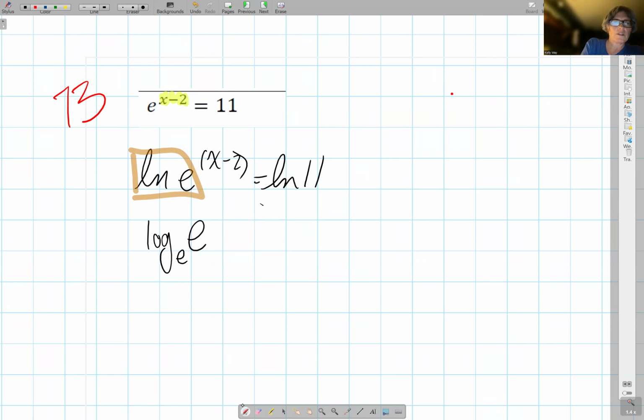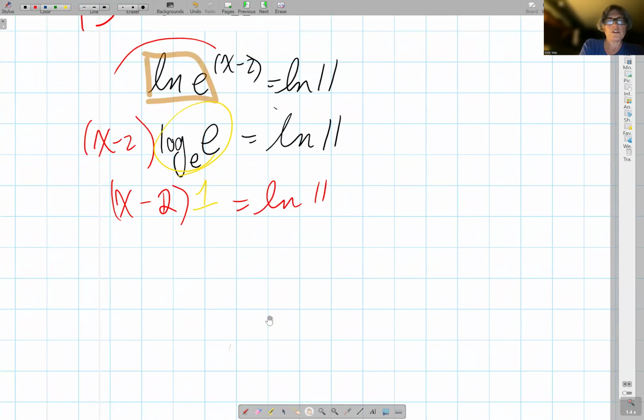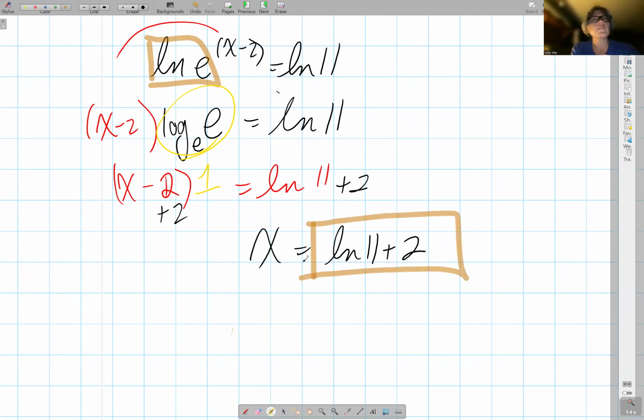Actually, that's going to come on the other side now, right? Goes this way: (x minus 2) equals ln 11. And we know the log base e of e is a big fat 1. So (x minus 2) times 1 equals ln 11. You don't need to distribute the 1. I think you could see that. We're simply going to add 2 to both sides. So x equals the natural log of 11 plus 2. Once again, get out your calculator if you need something other than the exact form.